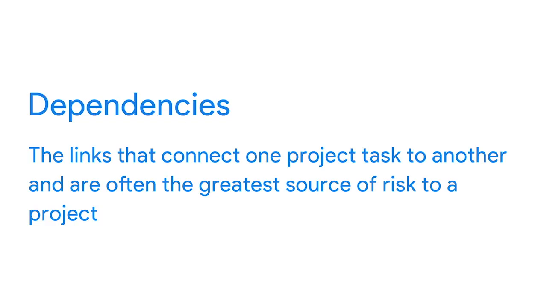So what exactly are dependencies? Dependencies are the links that connect one project task to another. And, as we mentioned, they're often the greatest source of risk to a project. Two or more project tasks may have a relationship with one another in which the completion of one task is reliant on the initiation of another task, and vice versa. Think of these tasks like a line of dominoes, toppling each other over one by one. If one domino falls, it'll knock the next one over, and so on and so on.